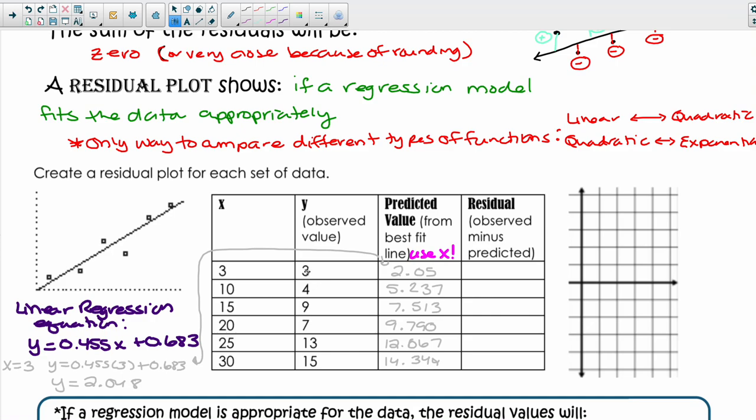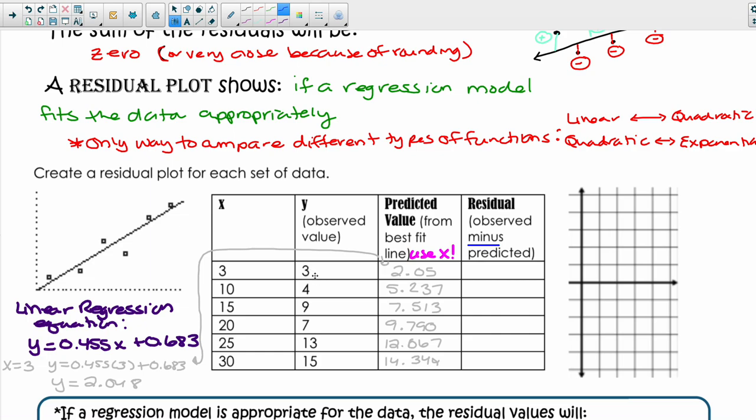So the 3 is the actual data, but the predicted value was going to only be 2.05. The actual value was 4, but the predicted from our line was going to be 5.237. So you can see that they are slightly different. And that is what the residual is. The residual is how much is either left over or too much. So to find this, we do our observed value minus the predicted value we just got.